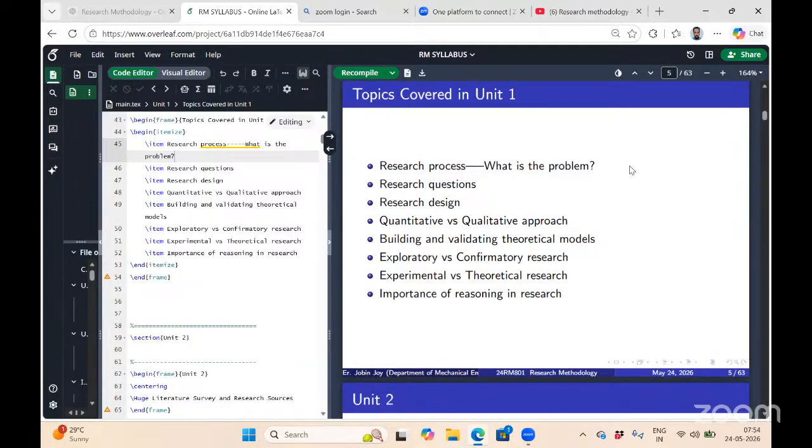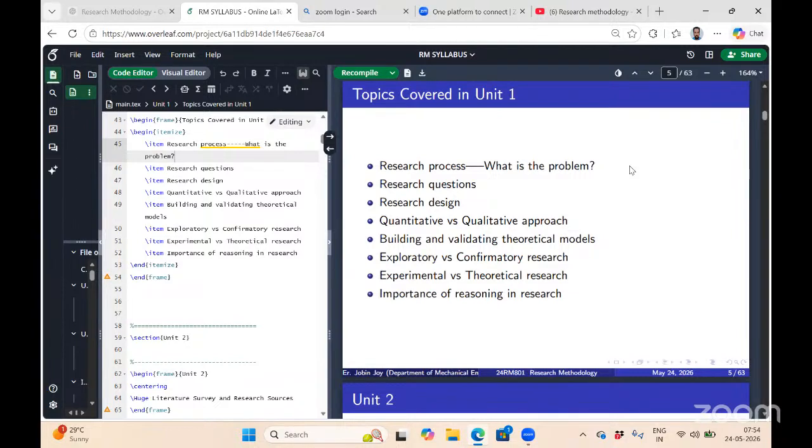This is a simple example. So this is what is called deductive reasoning. Deductive reasoning starts from general principles and moves toward specific conclusions. So the example is all metals expand when heated. Iron is a metal. So the conclusion will be iron expands when heated.